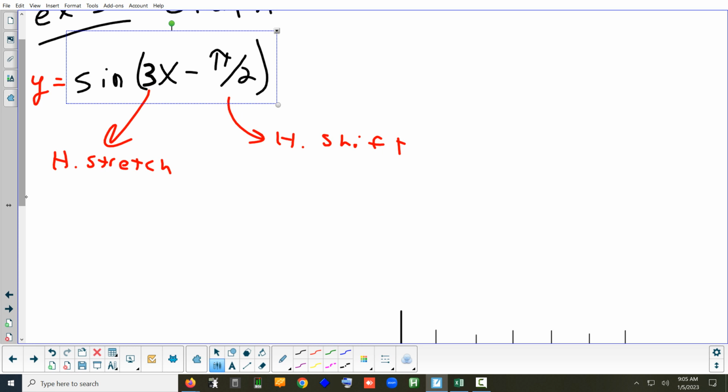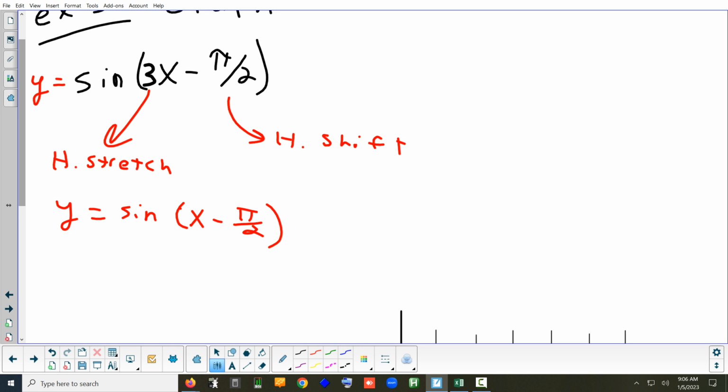Okay, so what I would do, because we're doing two things on the same axis, is break this problem down into two littler problems. Which transformation would we do first? The shift or the stretch? Yeah. Yep. So let's pretend like the problem was y equals sine of x minus pi over 2. Let's do this one first. So we'll handle the shift. And then once we get this answer, we'll use that answer to do the stretch.